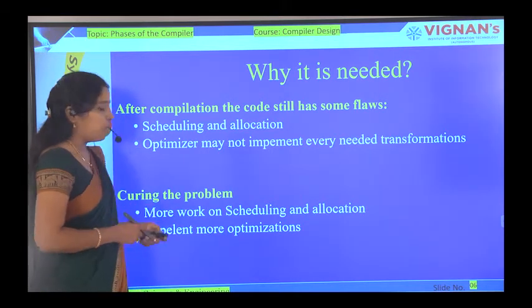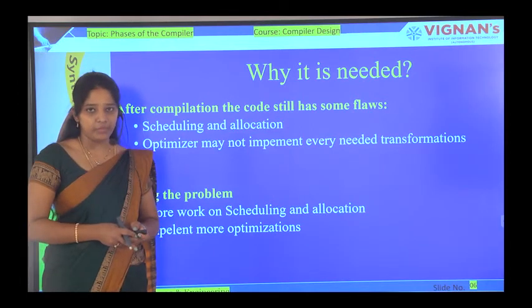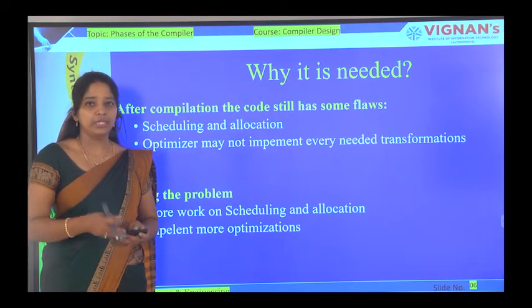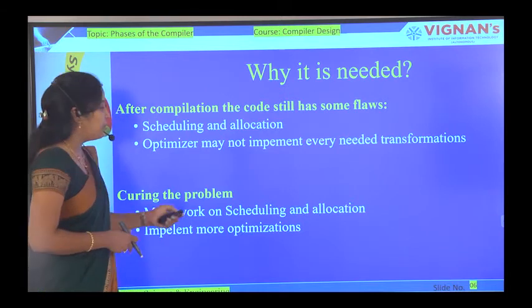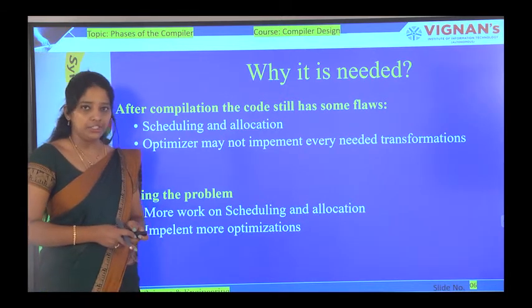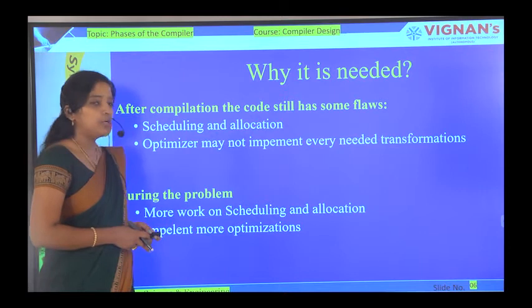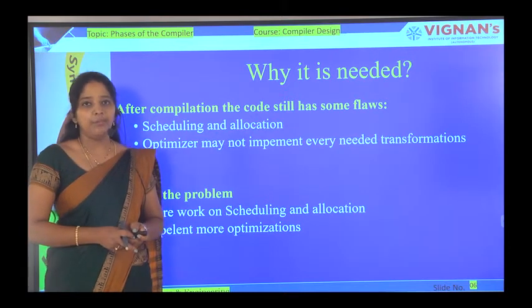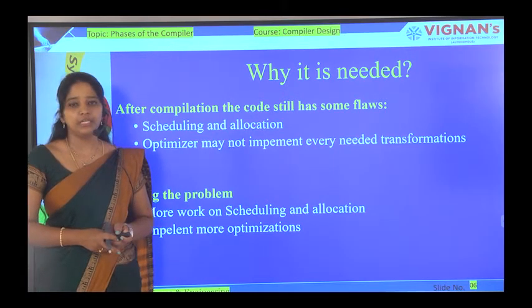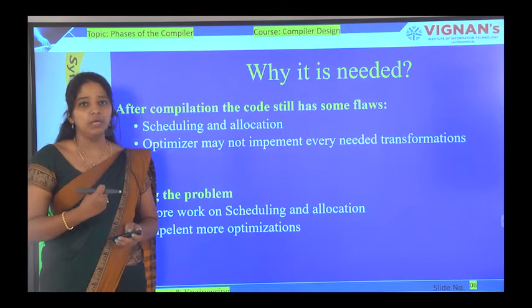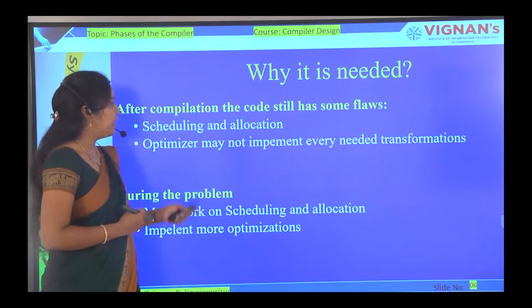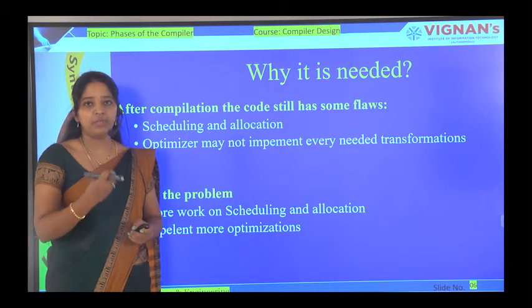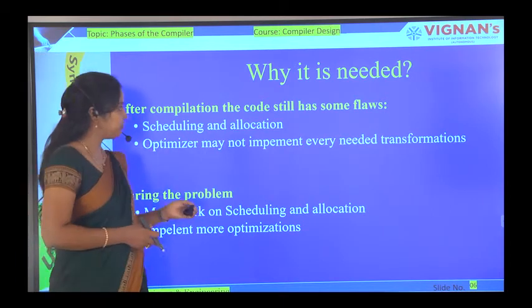Now, what is the solution to these problems? How are we curing this problem? More work on scheduling and allocation, and implementing more optimization techniques. By implementing more optimization techniques, we are optimizing the code. By optimizing the code, we are overcoming these problems.